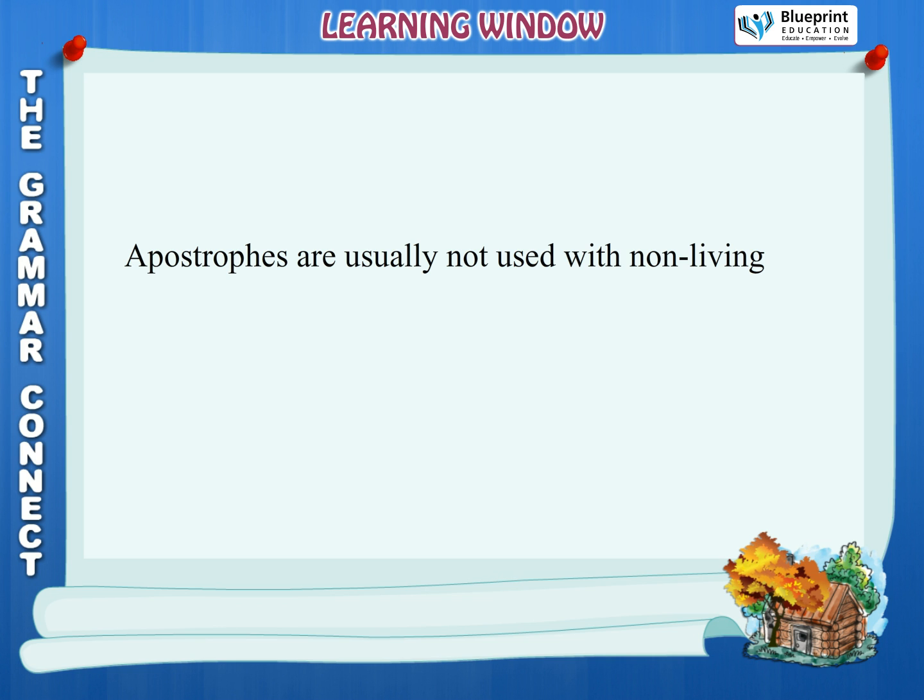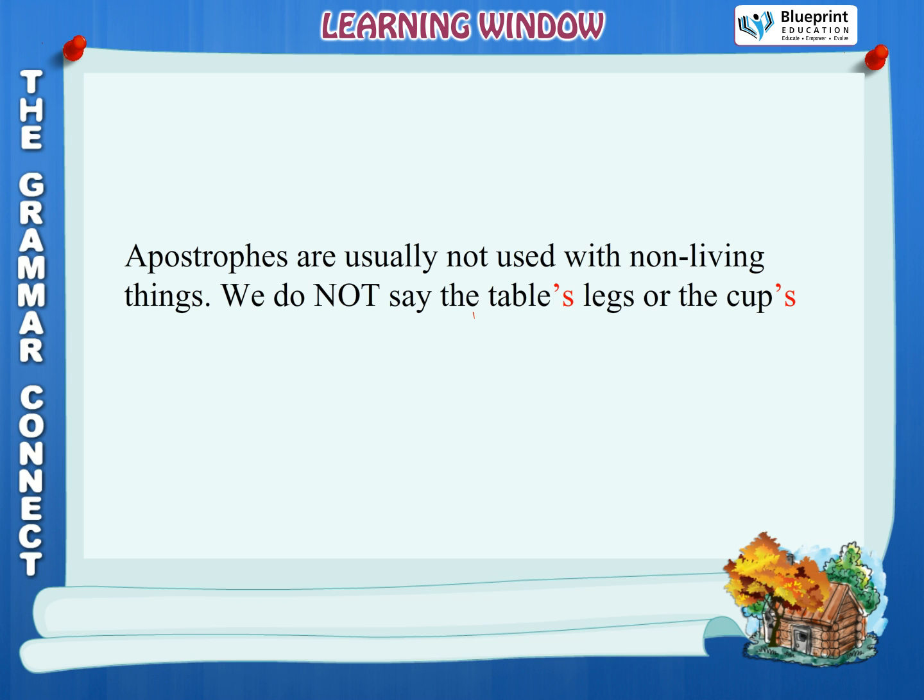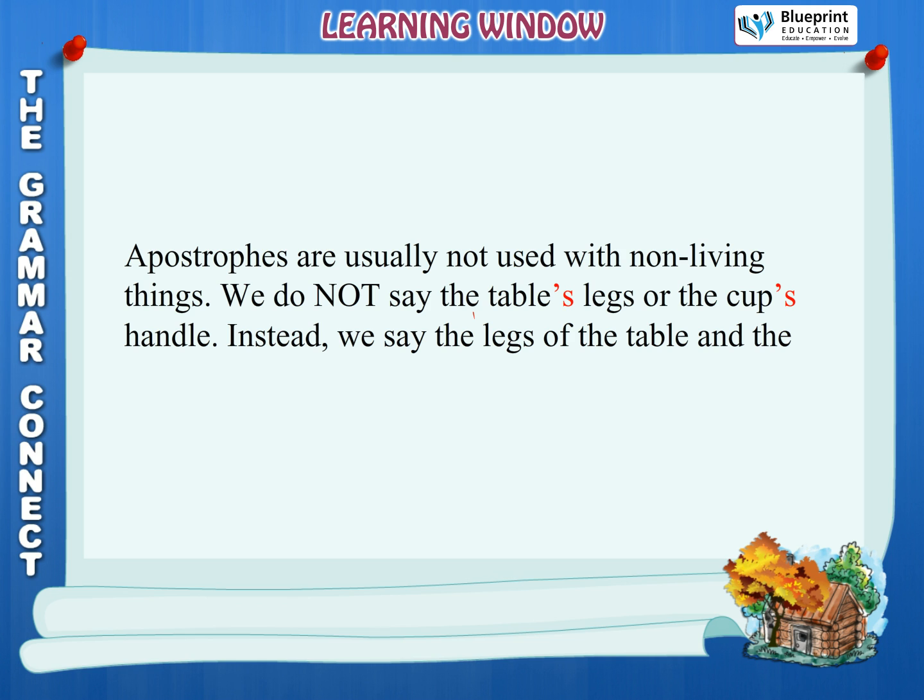Apostrophes are usually not used with non-living things. We do not say the table's legs or the cup's handle. Instead, we say the legs of the table and the handle of the cup.